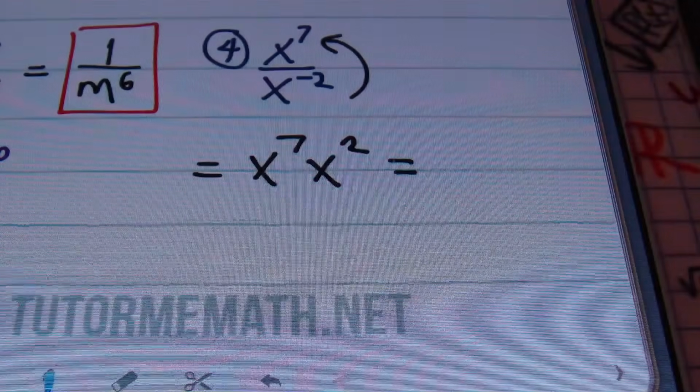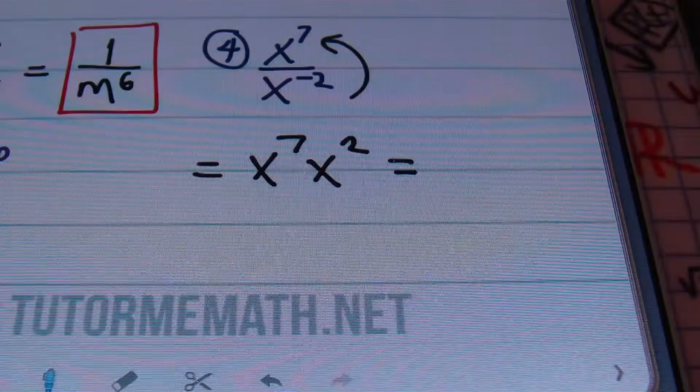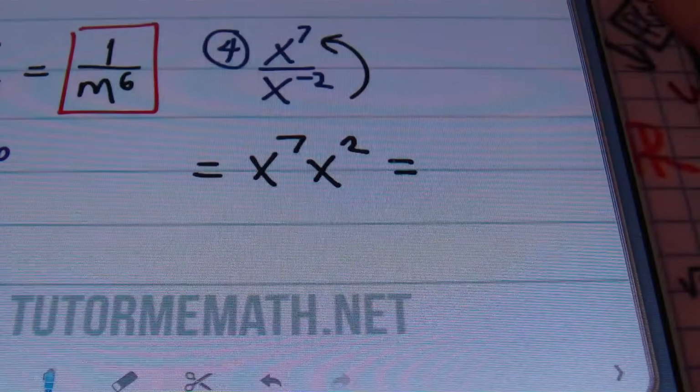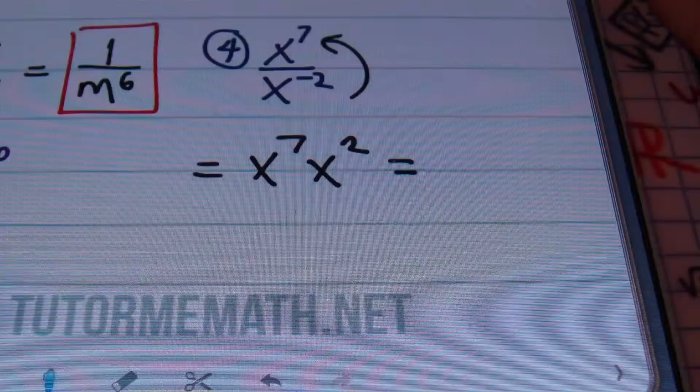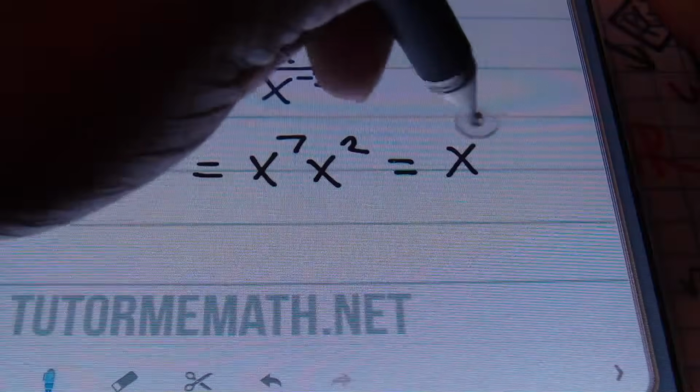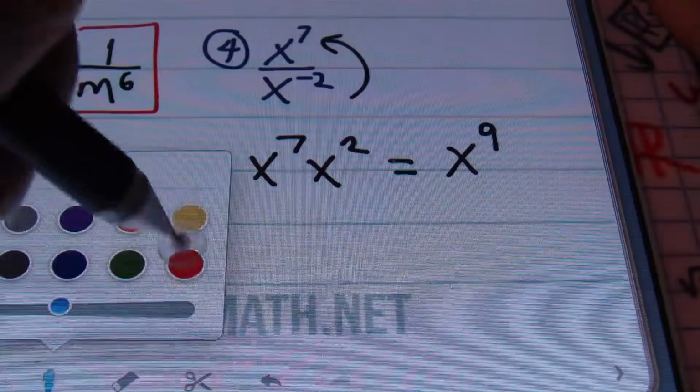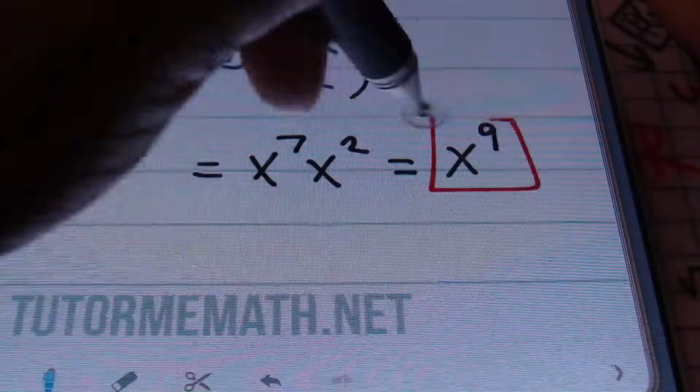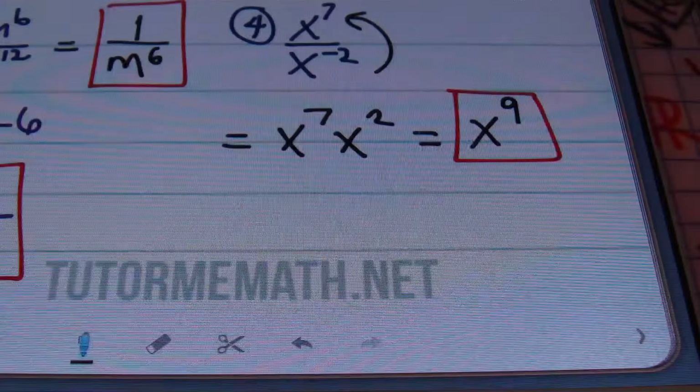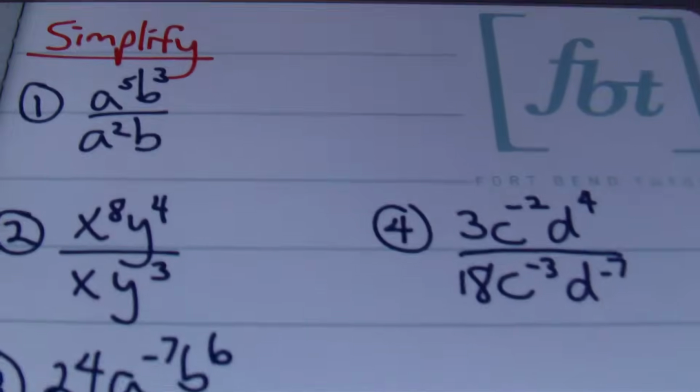Now I'm multiplying like bases. When I multiply like bases, I add the exponent. So x to the 7th power times x squared gives me x to the 9th power, and this is the answer to that last problem for division, ladies and gentlemen. Done and done. All right, let's check out our next example.